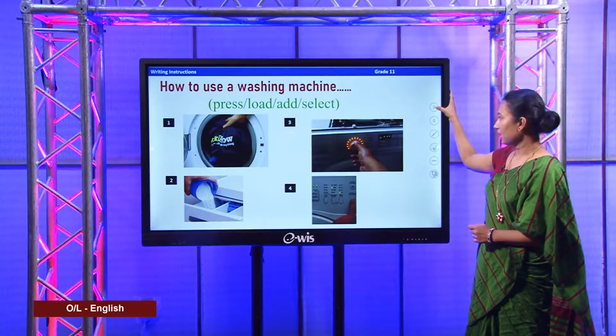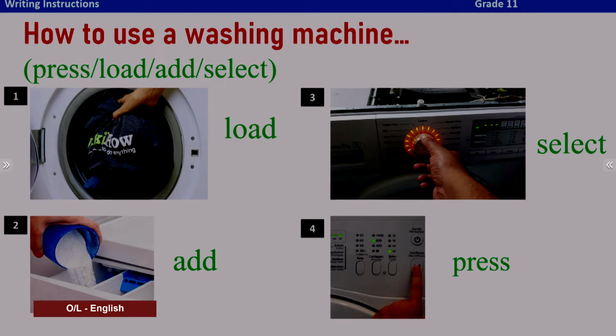Here you can see the answers. Load is for the first picture, add is for the second, select is for the third, and press is for the last picture. Now you can start writing your set of instructions. You have to start with a sequence word, then you can add the verb, and after that you can complete the sentences using the other words. Take your time and write your sentences.